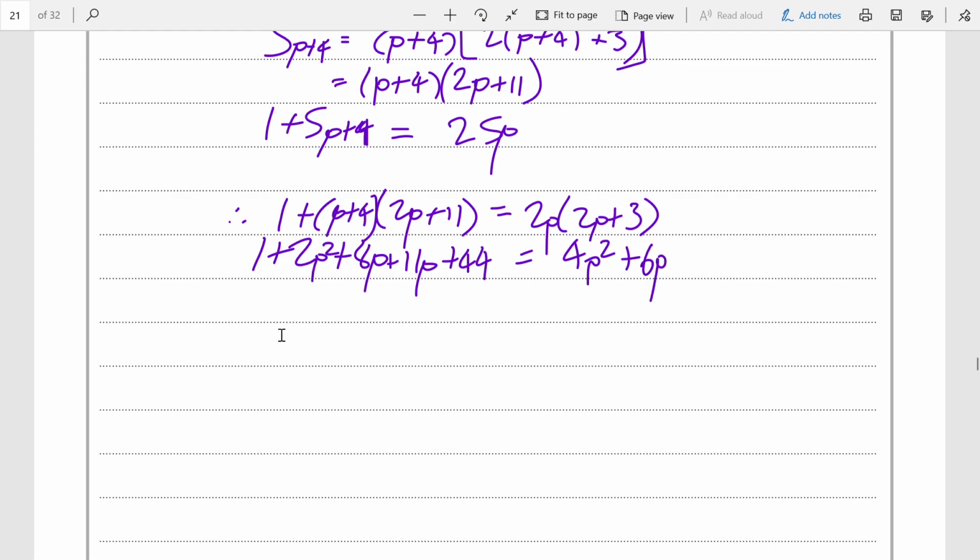Or in this case, to write it out more neatly, we are going to put it in the power order. So 2p squared plus 8p plus 11p, so that's plus 19p, plus 44 plus 1, that's going to be plus 45, is equal to 4p squared plus 6p.